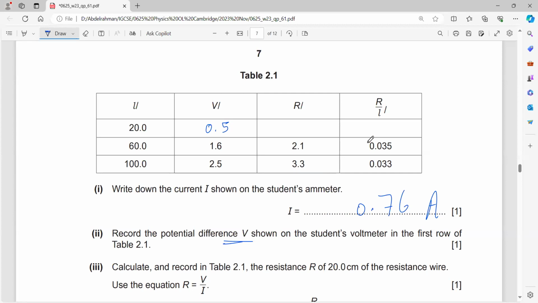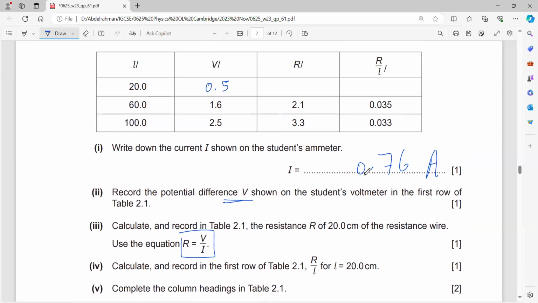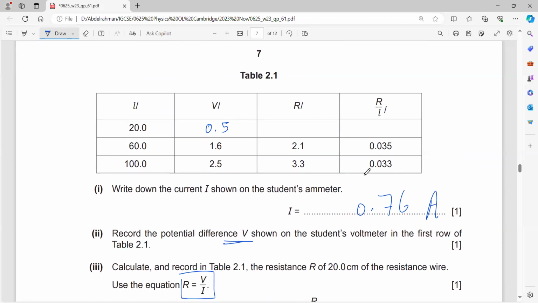Can I calculate the resistance and use the equation R equals V over I? Very easy. R equals V over I, 0.5 over 0.76. 0.5 divided by 0.76 will be 0.66. Mr., I want to write it down as 0.7. Would that be correct? Yes, 0.7 here is correct, or if you write it down as 0.66 it is also correct. No problem.